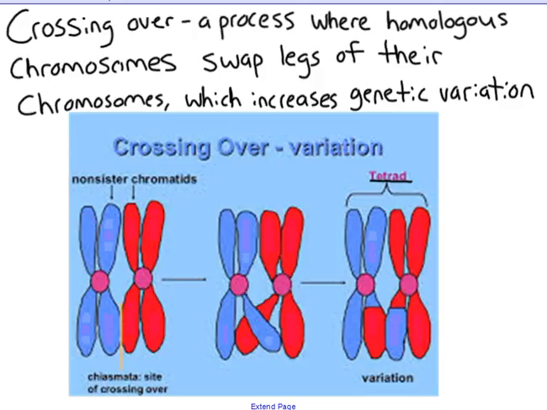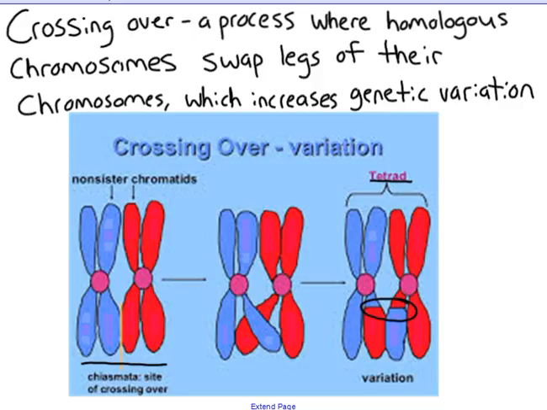Crossing over is a process where homologous chromosomes swap their genetic information. And when I say swap their genetic information, they actually trade the legs of their chromosomes with one another. So if you look at the picture all the way on the left here, you have a blue chromosome and a red chromosome. This is a tetrad, so this whole process is a tetrad.